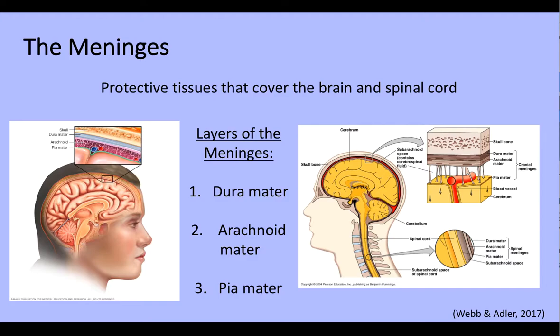Below the arachnoid mater and the subarachnoid space lies the third and final layer of the meninges, the pia mater. The pia mater adheres closely to the brain. This layer fuses with the lining of the ventricles to form the choroid plexus, which produces the cerebrospinal fluid.